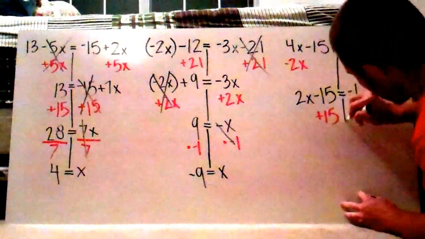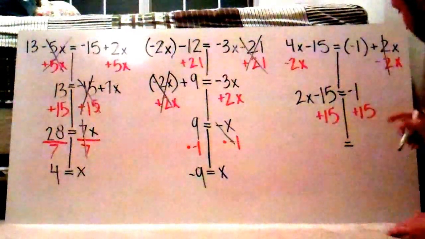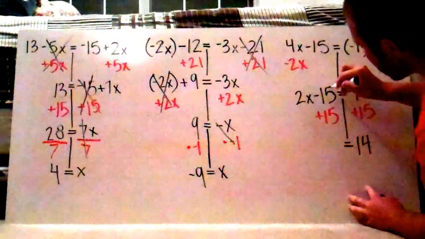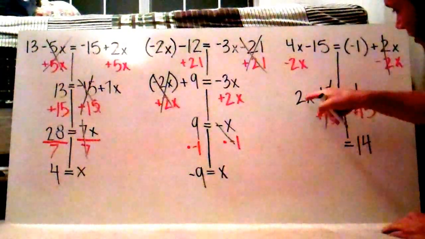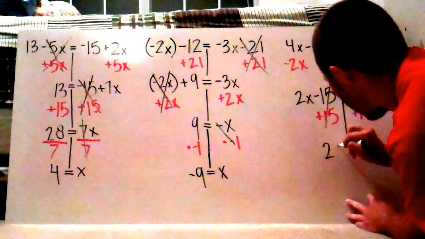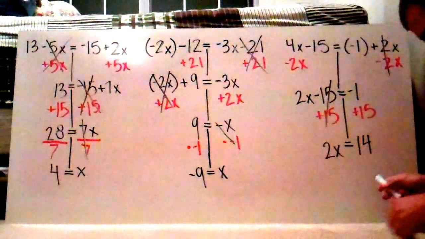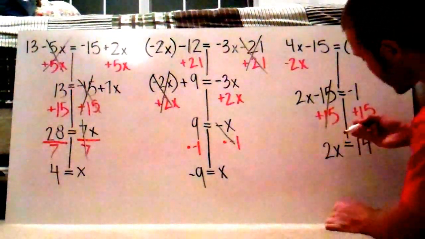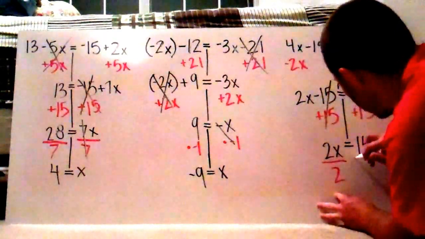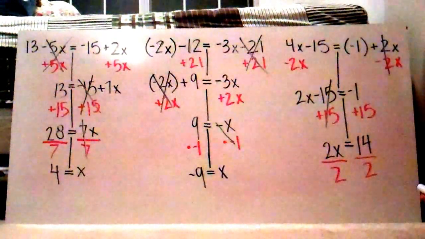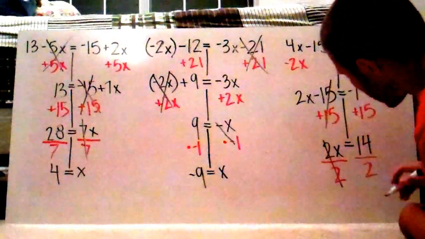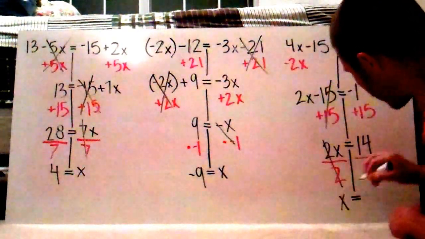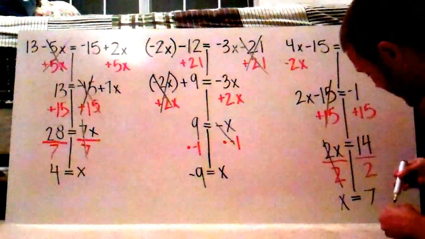Okay. Bring this equal sign down. Negative 1 plus 15 is 14. And then the minus 15 and plus 15 are opposites. They're inverse, so they're going to cancel out. And then the 2x is going to drop down. Last thing I have to do. That means you're multiplying 2 times x. The opposite of multiplication is division. So I'm going to divide this side by 2 and divide that side by 2. These are going to cancel out. Bring that equal sign down. And x is all by itself. And 14 divided by 2 is 7.